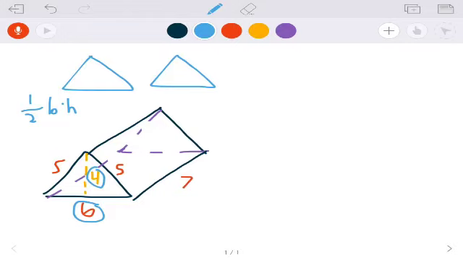So let's put that in. We have base is 6, height is 4, and we're going to multiply that times 1/2, which means each of these triangles is, this is 24 times a half. Each of these triangles is 12. So this is 12 and that's 12. Remember, we do have two triangles. We got to do both of those.